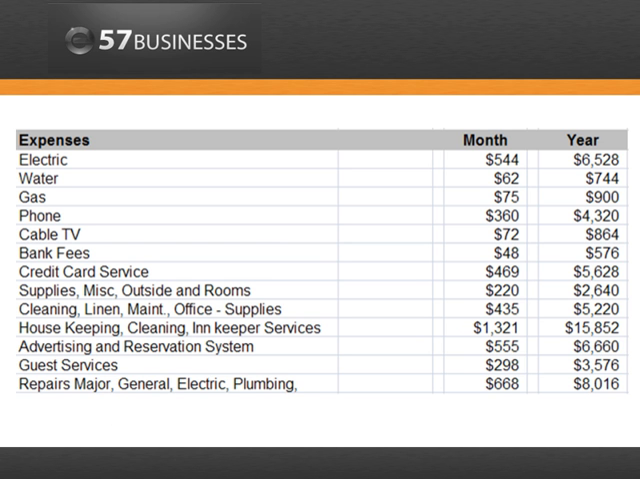This slide shows the monthly and yearly expenses for all the things it takes to run a bed and breakfast. Now remember, they had historical data, so they knew about what the electric bill was going to be, what the water bill, gas, phone, cable TV, bank fees, credit card services for running people's credit cards to pay for the rooms, supplies, cleaning, housekeeping, advertising and a reservation system, guest services, repairs, for electrical and plumbing and so forth.